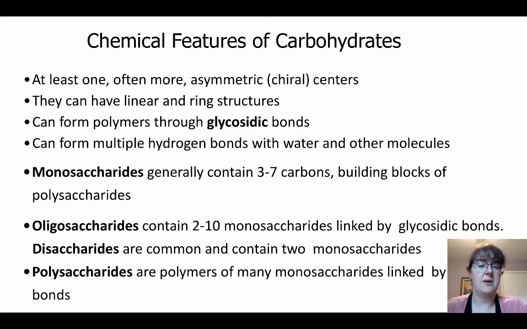And again, monosaccharides would usually be somewhere between 3 to 7 carbons. Oligosaccharides, like we said before, are 2 to 10 monosaccharides. Disaccharides, which are very, very common, we're going to, again, use that Greek prefix of di meaning two. And then polysaccharides will have a lot of them linked together. We'll be spending more time on that glycosidic bond in a later video, so don't worry, we'll get to that.